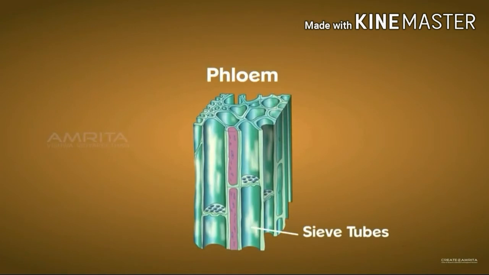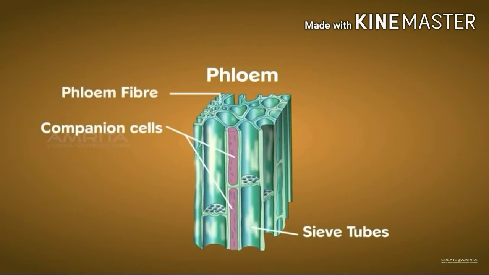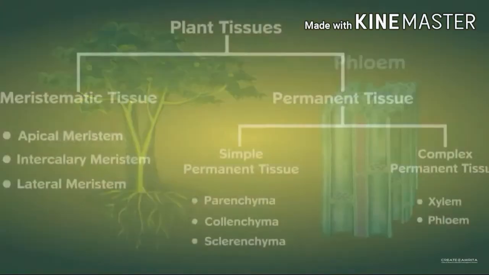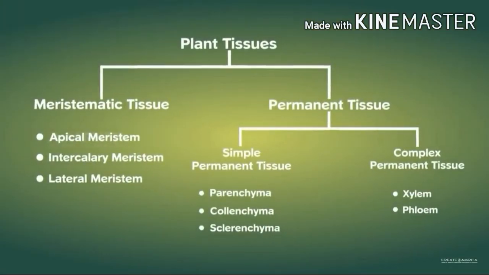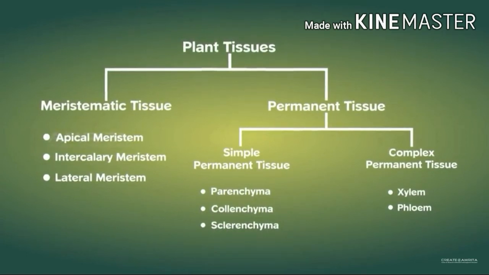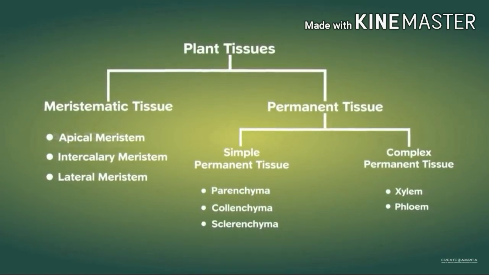Phloem consists of sieve tubes, companion cells, phloem fiber and phloem parenchyma, which transport prepared food from leaves to the other parts of the plant. In conclusion, we have seen and understood plant tissues, their types, subclassifications, and their functions.